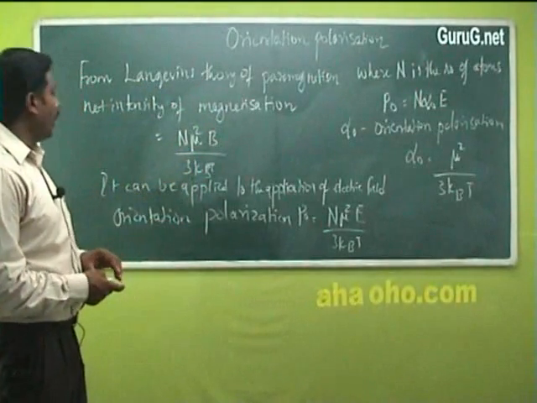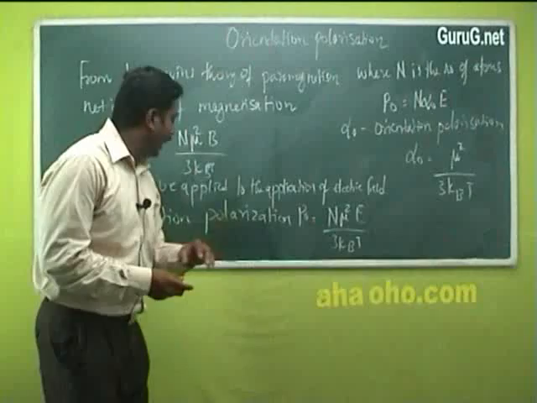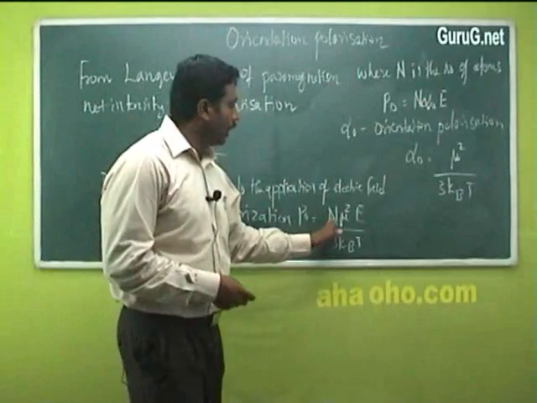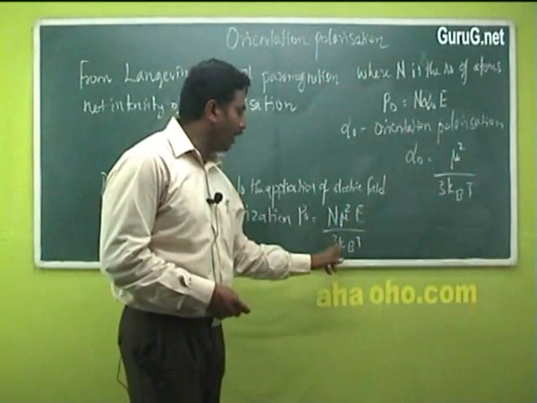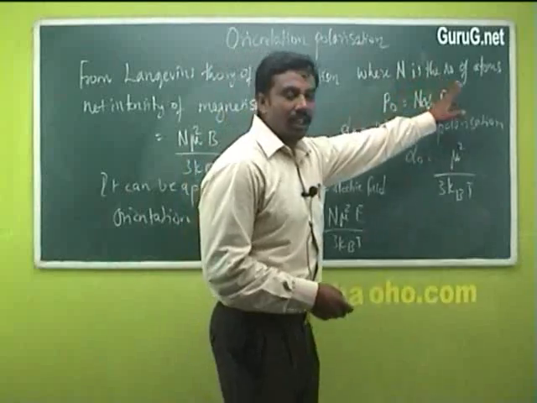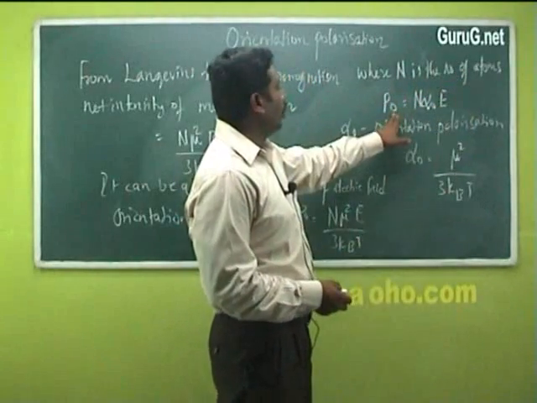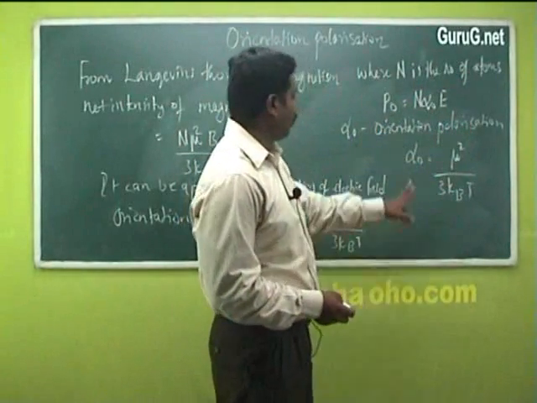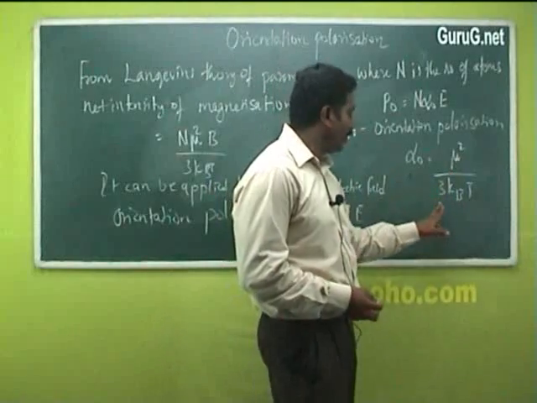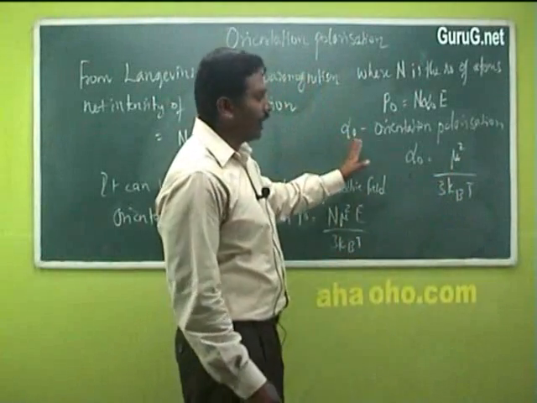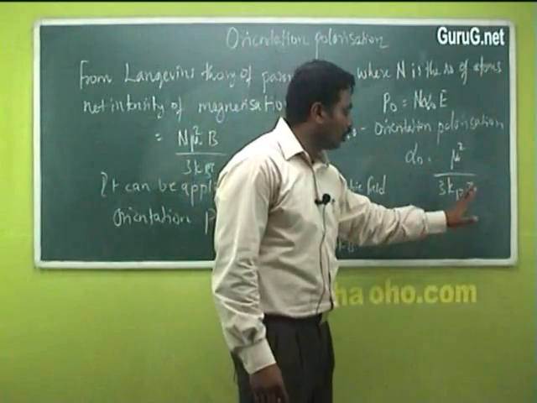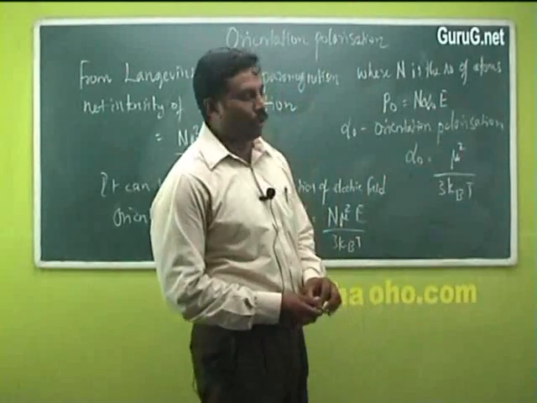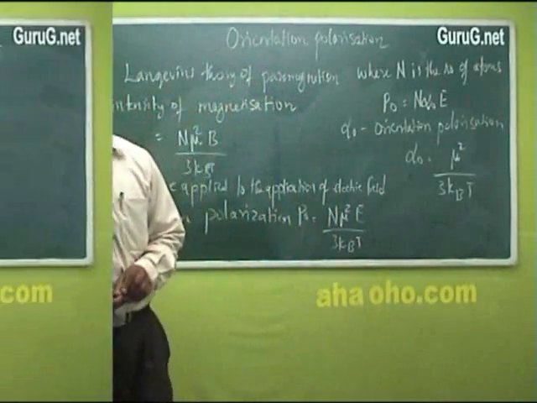From Langevin's theory of paramagnetism, net intensity of magnetization is given as n mu square B divided by 3 k B T. Since this principle can be applied for electric field also, the orientation polarization P naught is equal to n mu square E divided by 3 k B T, where n is the number of atoms. P naught is equal to n alpha naught E, where alpha naught is the orientation polarizability, therefore alpha naught is equal to mu square divided by 3 k B T. This orientation polarization is inversely proportional to the temperature, since T is in the denominator. This is orientation polarization.